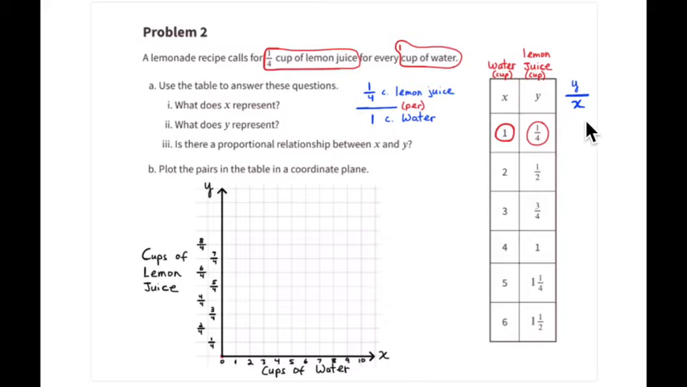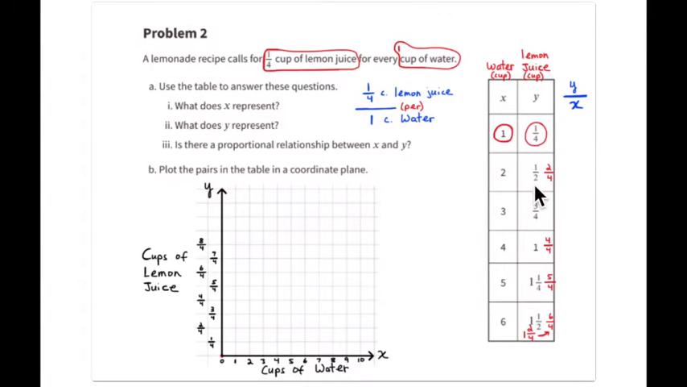And we're going to use that ratio, y over x, to figure out if there is a constant of proportionality. That's how we're going to tell whether or not this is a proportional relationship between x, which is cups of water, and y, which is cups of lemon juice. But first I'm going to change all of these fractions to fourths. You're going to see why in a moment. It's just going to be easier to work with all fourths. So 1 is 4/4, 1 1/4 is 5/4, and 1 1/2 is 1 2/4, which is also 6/4.